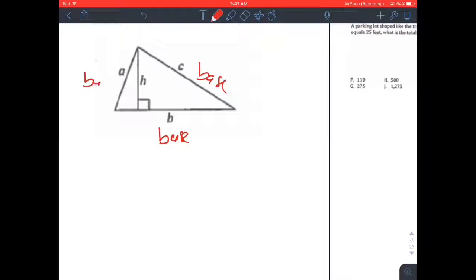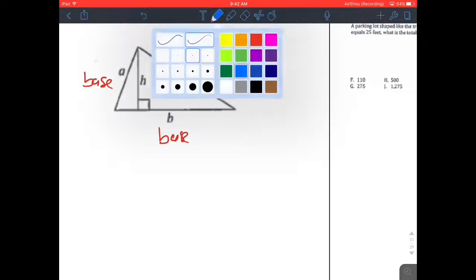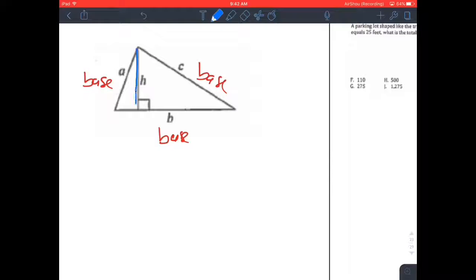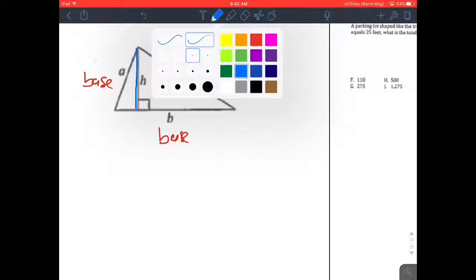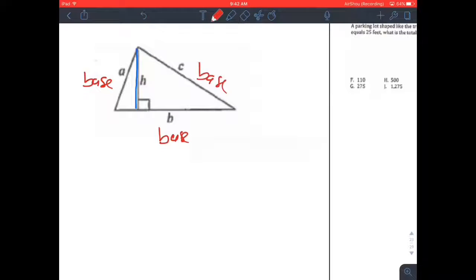And then, if you recall from geometry, an altitude is the segment in the triangle that goes from a vertex to the opposite side, forming a perpendicular. So in this case, H is an altitude. You could also draw a base, and H is an altitude. You could also draw an altitude from this base, making a perpendicular. You could draw an altitude from this base, making a perpendicular.